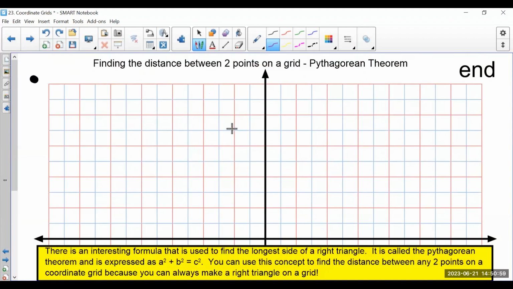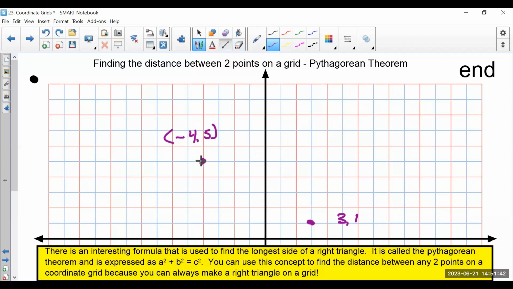Finding the distance between any 2 points on a grid. To do this, you have to use the formula for the Pythagorean theorem, which is how you find the long side of a 90-degree right triangle. So let's make a triangle. Let's make 2 points. They're just going to give you 2 points. So let's say they give you a point at 3, 1, and a point at negative 4, 5.